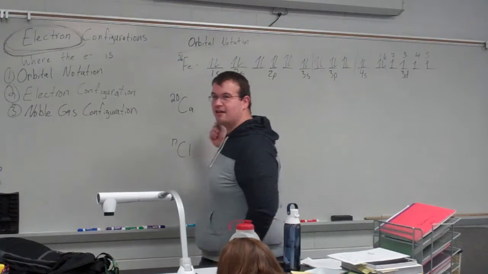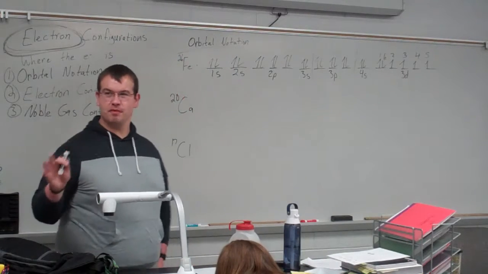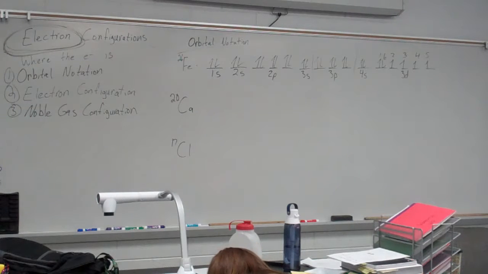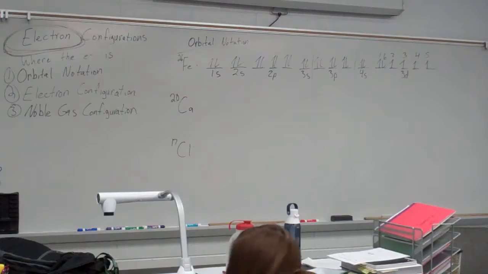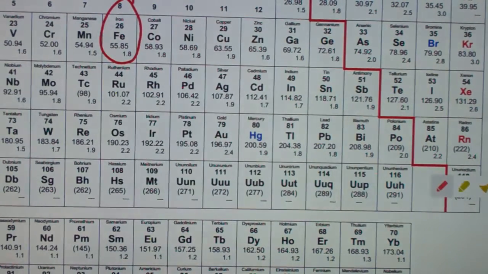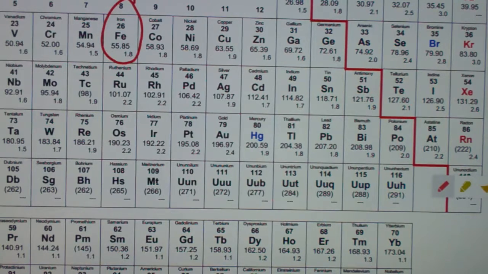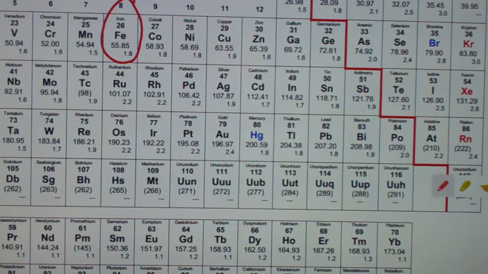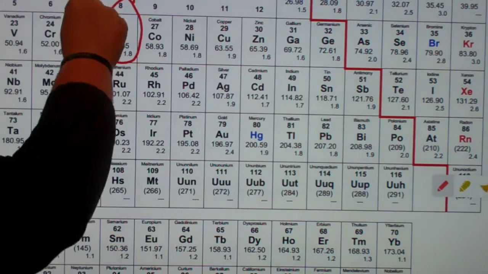All right, in this, how did I figure this out? I went to my periodic table. I mark where I stop at. In this, I stop at iron. So there's my stopping point. I go all the way through till iron. So where am I stopping? I'm in the D block. So stop at D, but what row am I in?